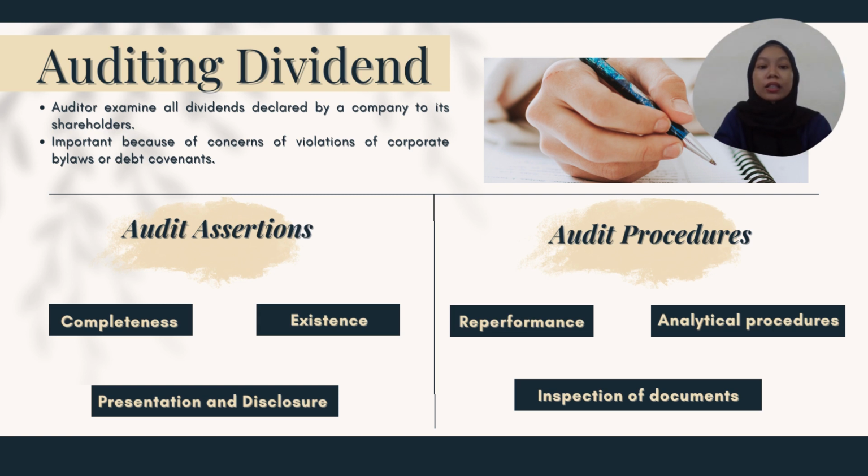The third one is presentation and disclosure. For presentation and disclosure, the audit procedure is an analytical procedure. The auditor should apply the analytical procedure, like ensure that the dividends are recorded and disclosed at the true side of the financial statement, which is under the headings reserve and surplus.